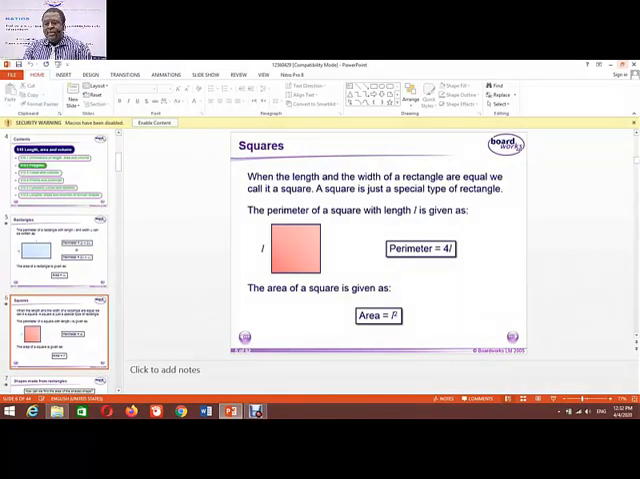Let's move on to squares. When the length and the width of a rectangle are equal, we call it a square. A square is just a special type of a rectangle. So it means that all the four sides are equal, they have the same value. The perimeter of a square with length L is given as what? Perimeter equal to 4L. And the area of a square is given as area equal to L times L, or L square.